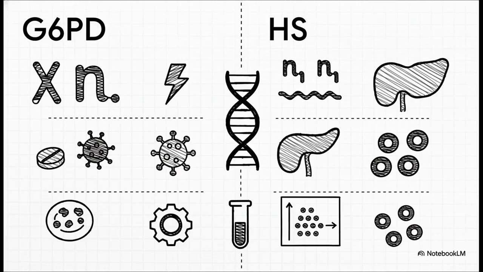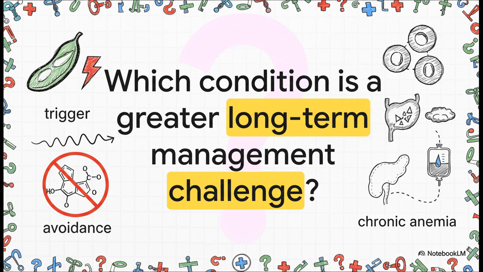The blood film, it's Heinz bodies versus spherocytes. And finally, the confirmatory test, an enzyme assay for G6PD versus the EMA binding test for HS. These 5 points, that's your core framework for telling them apart, every single time. So we've got the tools. We can tell them apart.